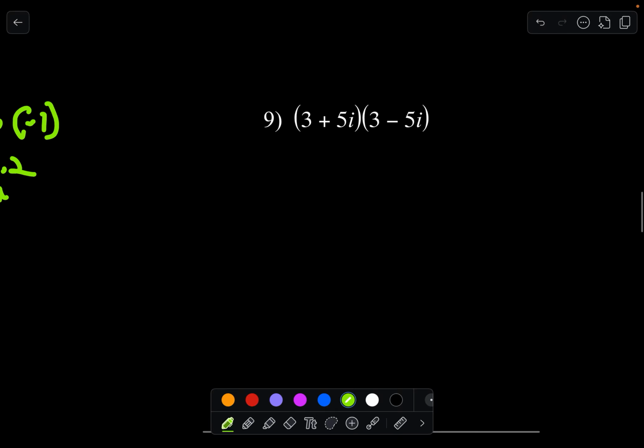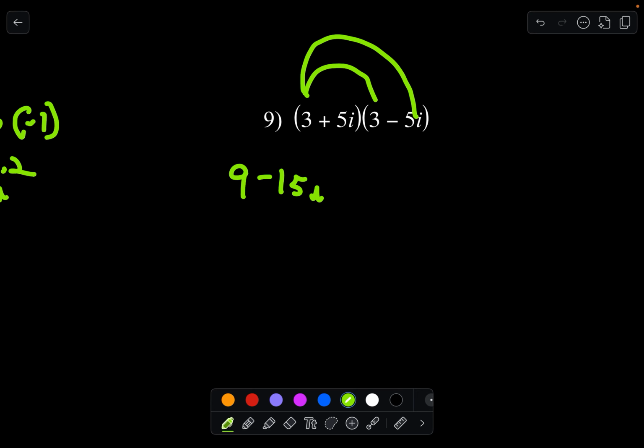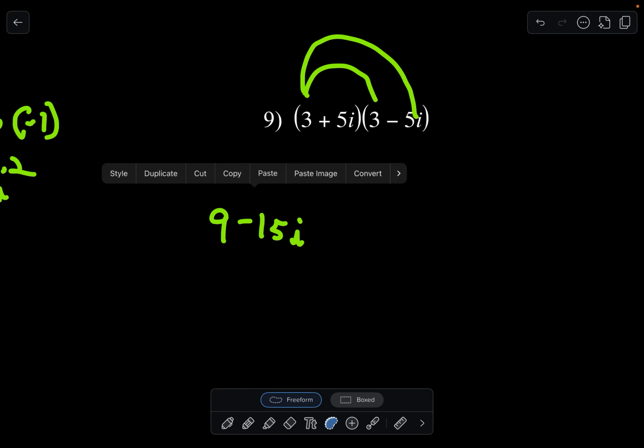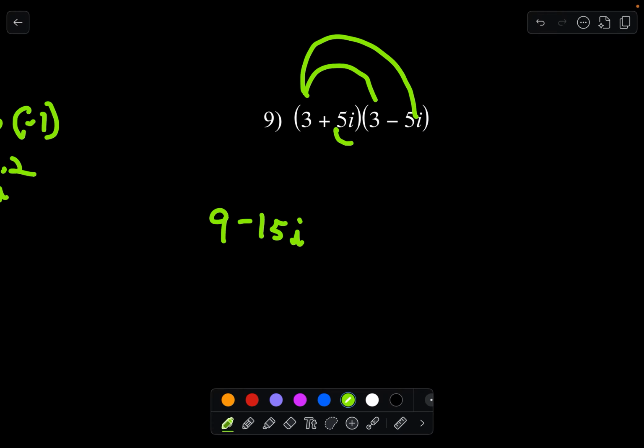All right, again, multiply. Distribute twice, or FOIL. 3 times 3 is 9. 3 times negative 5 is negative 15i. Let me scooch it down so I have space to draw my rainbows for the distributed process. 5i times 3 is a positive 15i. And 5i times a negative 5i is negative 25i squared.